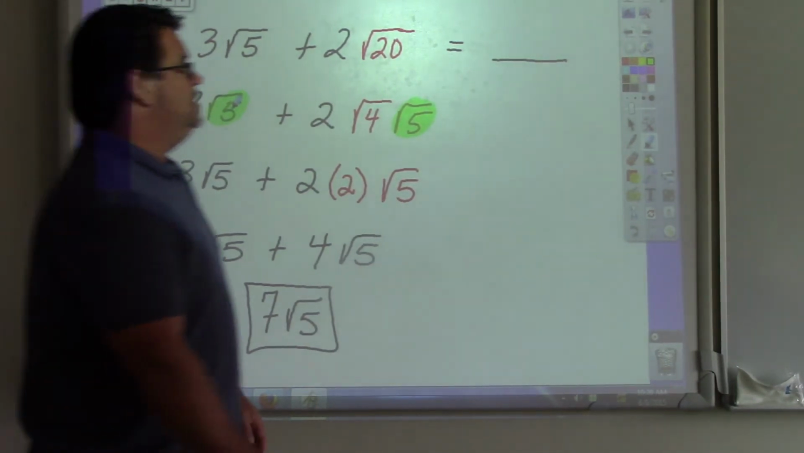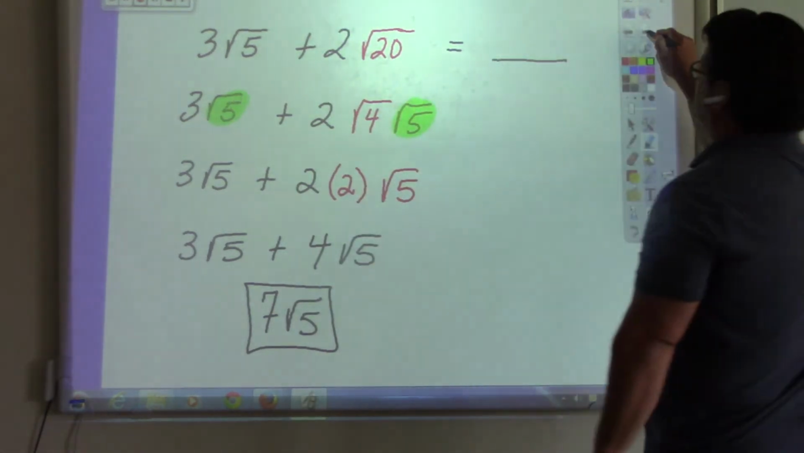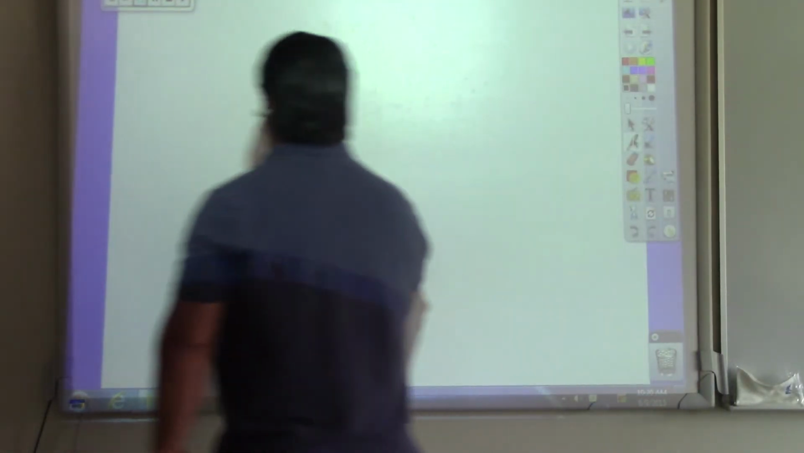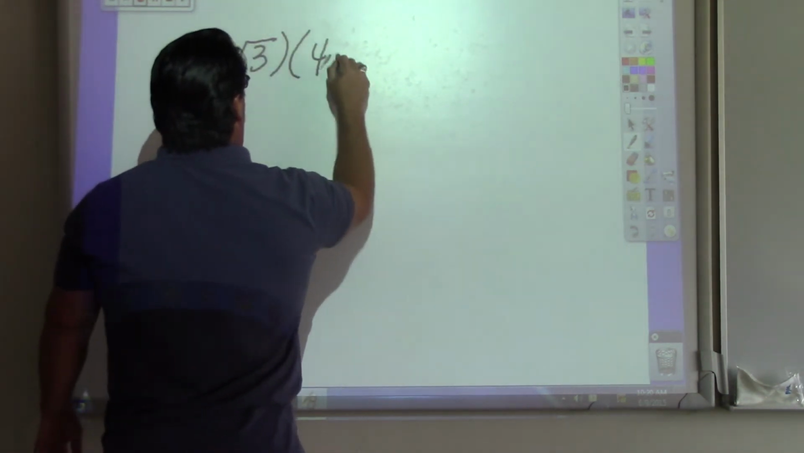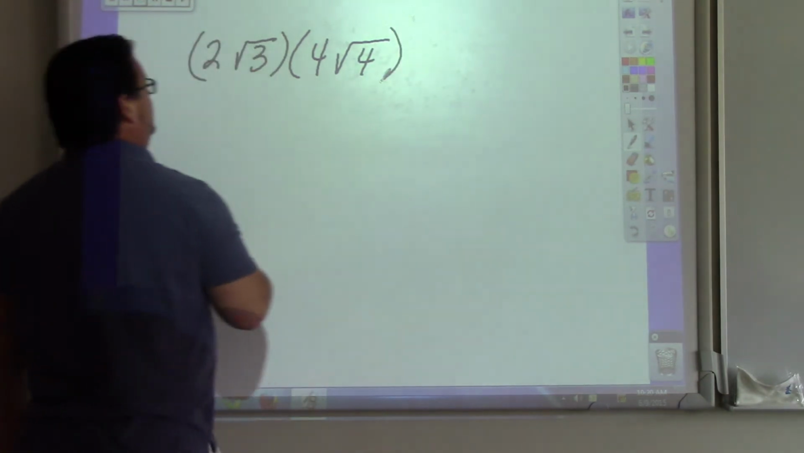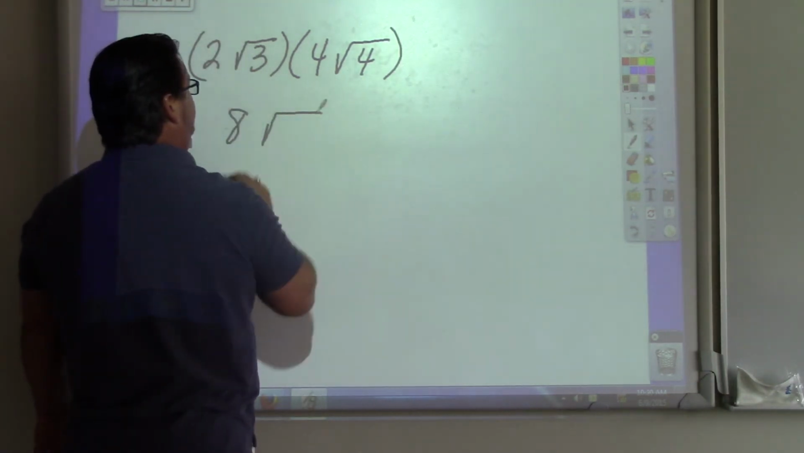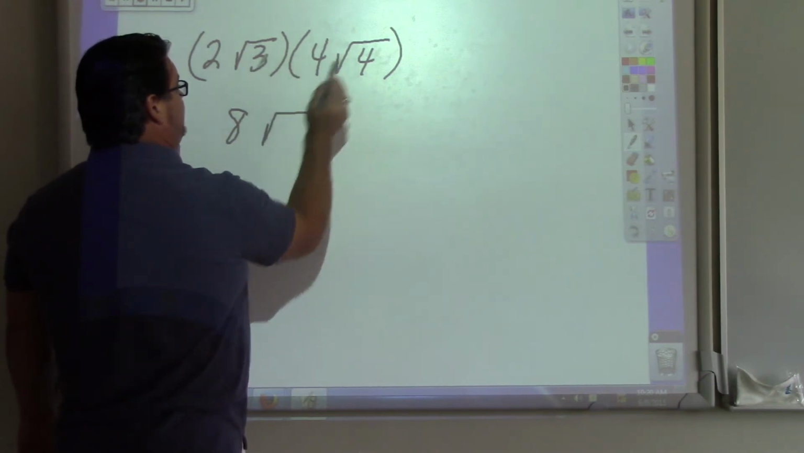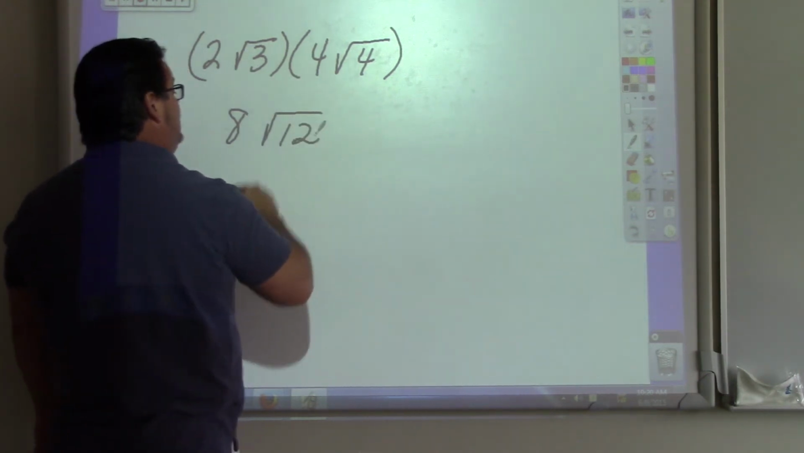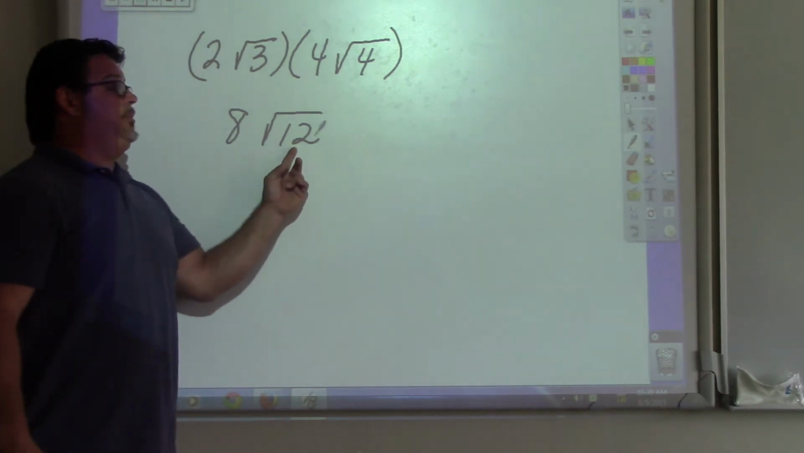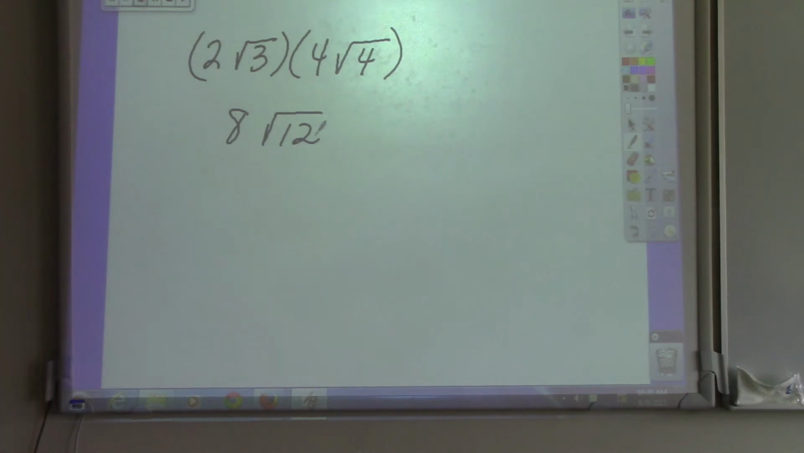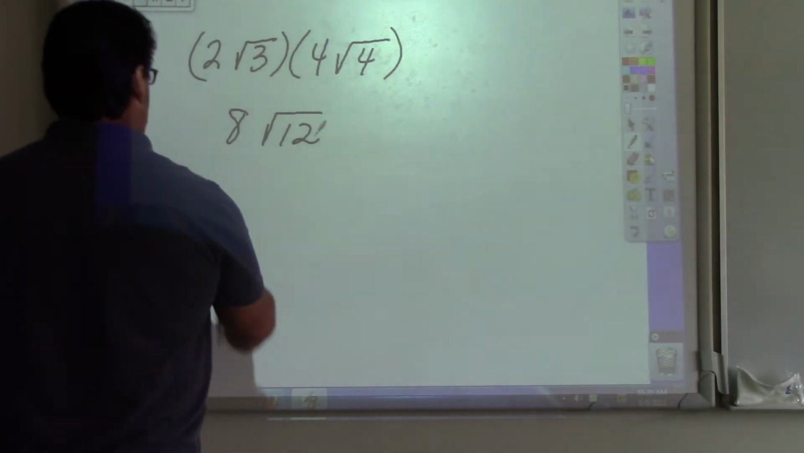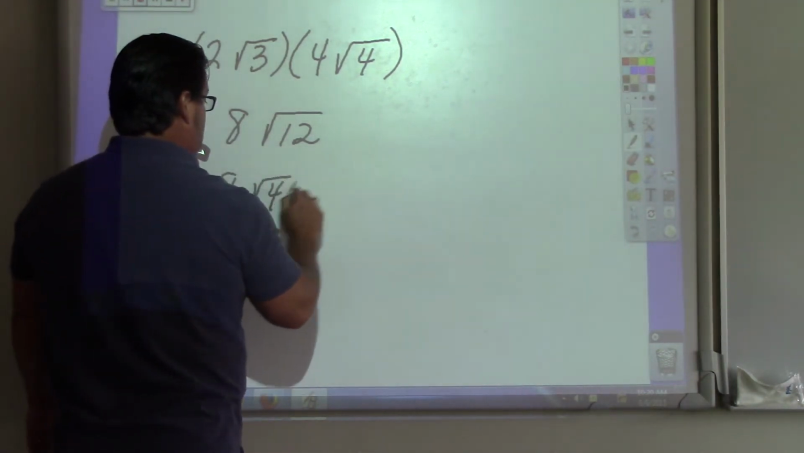Now, what about multiplication? Well, multiplication of radicals is real easy. You just do it. 2 square root of 3 times 4 square root of 4 is equal to 8 square root of what? Well, what's 3 times 4? 12. Now, you can't stop here because that number right there has a perfect what in it? A perfect square in it. 4. That's right, class. So, 8 times the square root of 4 times the square root of 3.